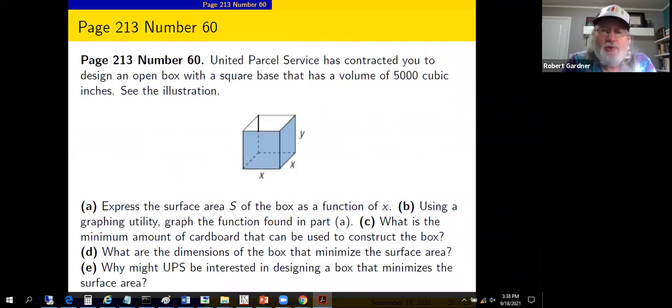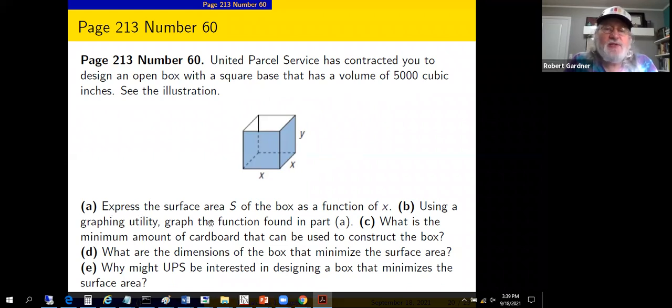Let's do an application. After all of that, this is relatively easy. It says United Parcel Service, UPS, has contracted you to design an open box with a square base that has a volume of 5,000 cubic inches, as given here. So they want a square base. They've labeled it for us, x by x, so the base is square. The height is y. The volume is 5,000 cubic inches, and for some reason it doesn't have a top.